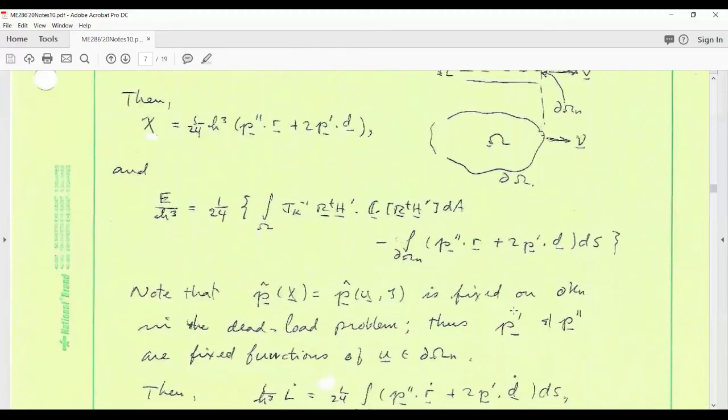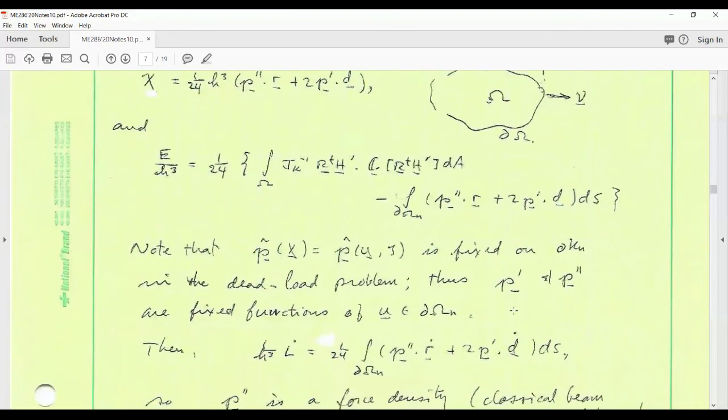Okay. And so now we have this approximate potential energy of the edge-loaded plate. Okay, here's our 3-dimensional traction. Remember, on the edge, the surface, the prismatic surface of the plate, we can write that as a function of u and zeta. In the dead load problem, this is an assigned function. It doesn't change with the deformation, right? So it's fixed on this portion of the boundary in the dead load problem.